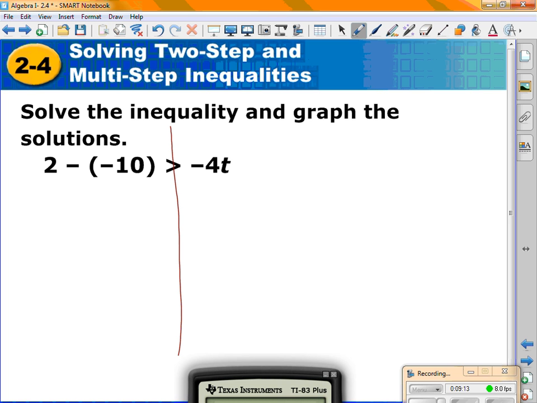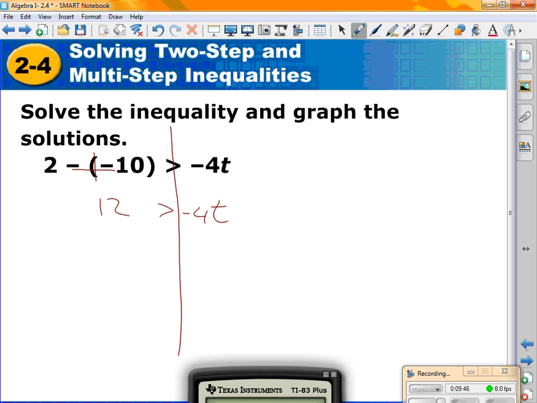On the left-hand side, I have this over here. What does this negative negative mean? Positive. What does this really say then? 2 plus 10. What does 2 plus 10 mean? Do I have to do any moving? I don't have to move anything to one side or the other. It just says 2 plus 10 is 12. 12 is greater than negative 4t.